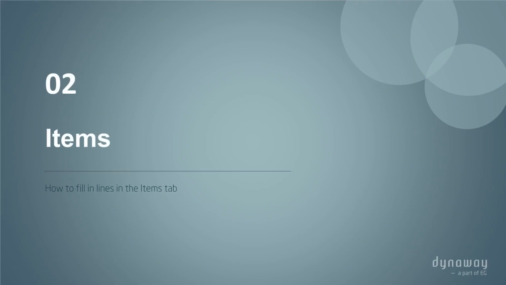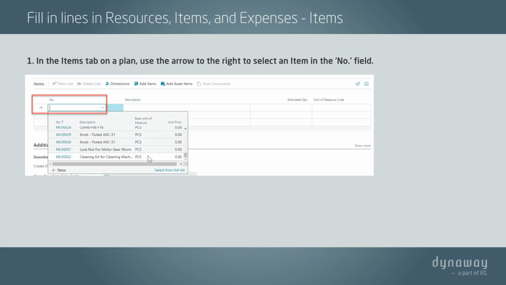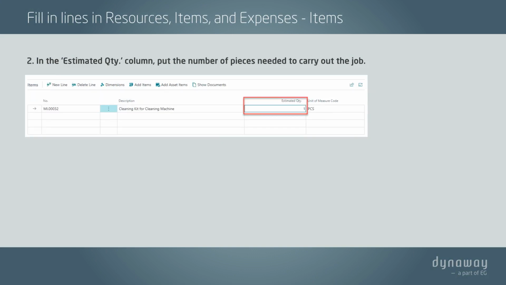How to fill in lines in the Items tab. In the Items tab on a plan, use the arrow to the right to select an item in the Number field. In the Estimated Quantity column, put the number of pieces needed to carry out the job.